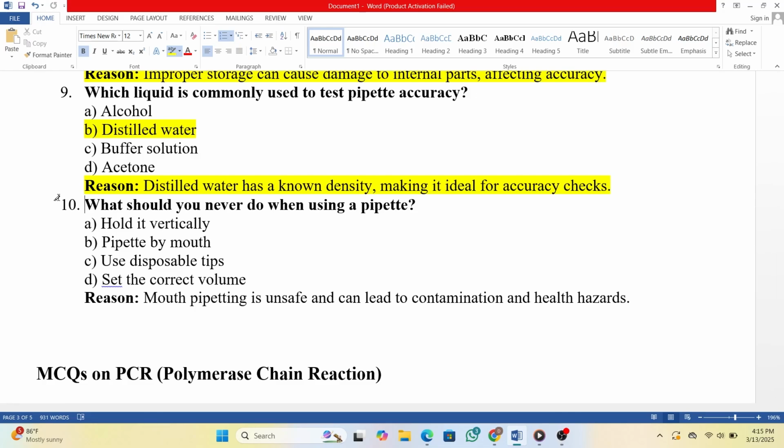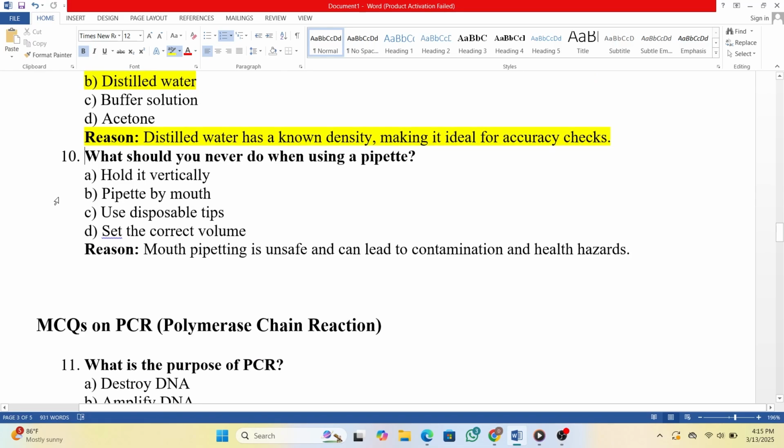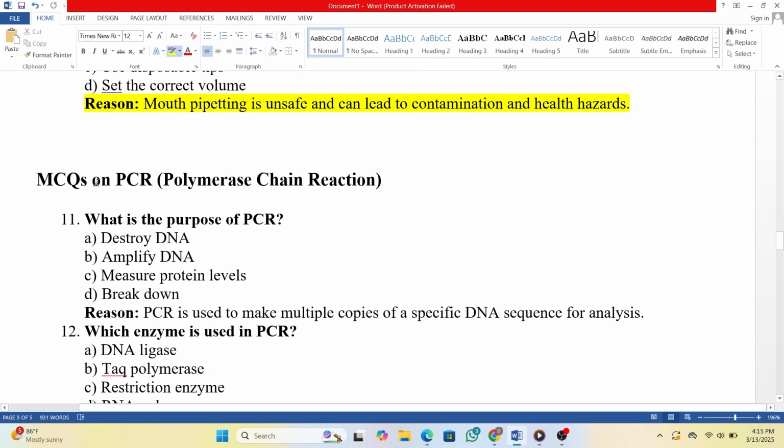10. What should you never do when using a pipette? A. Hold it vertically. B. Pipette by mouth. C. Use disposable tips. D. Set the correct volume. Answer: B. Pipette by mouth. Reason: mouth pipetting is unsafe and can lead to contamination and health hazards.